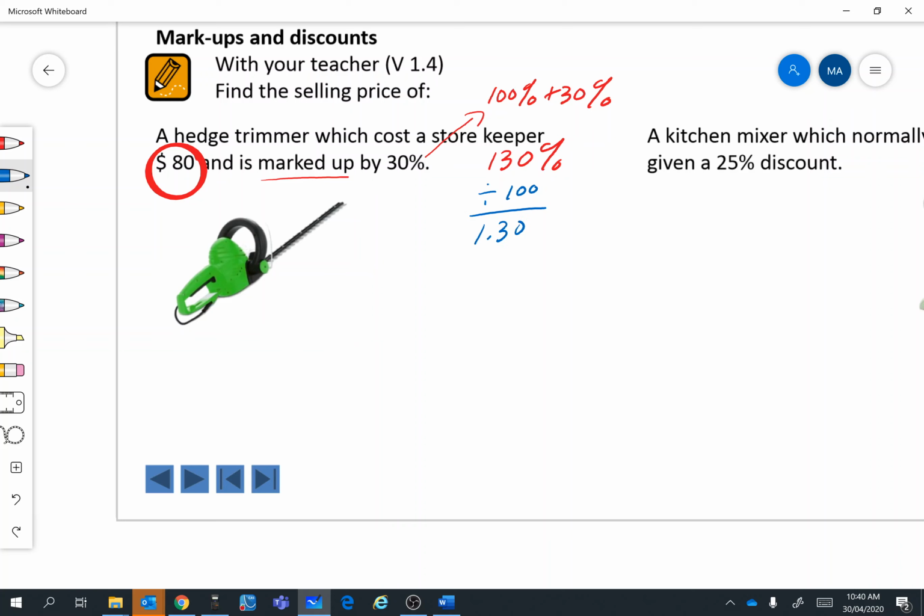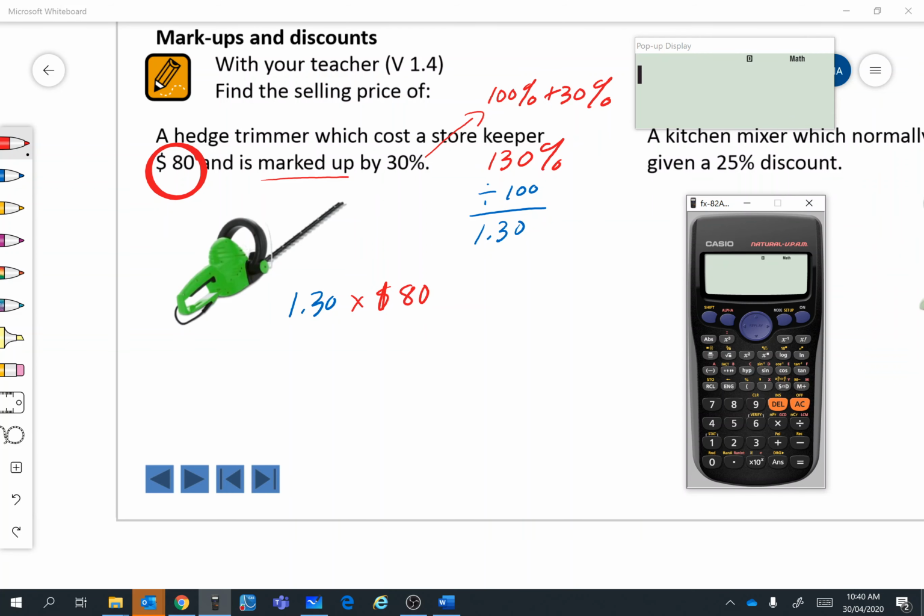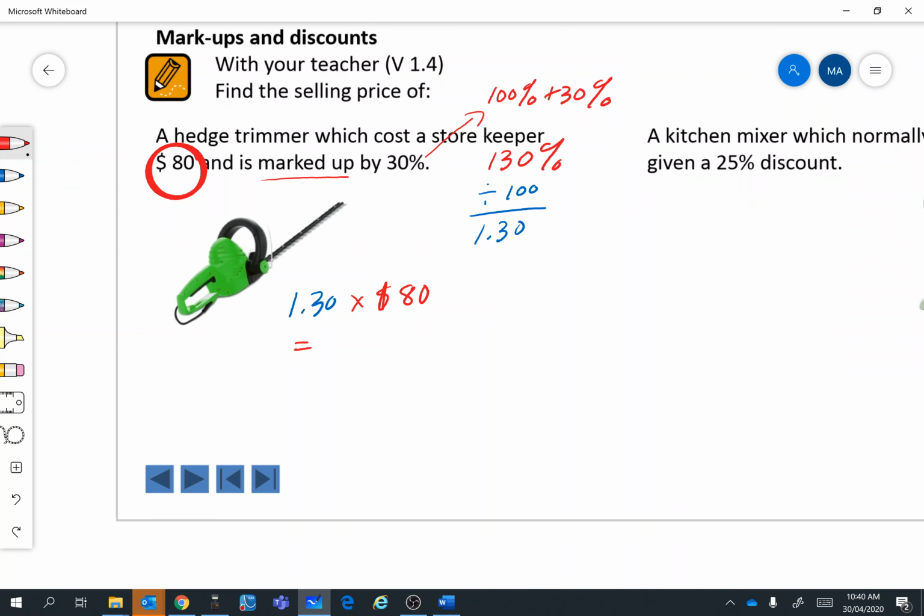So now if I multiply that decimal by the cost price of the hedge trimmer, which was $80, that will increase that by 30%. And we can see that it will come up to $104.